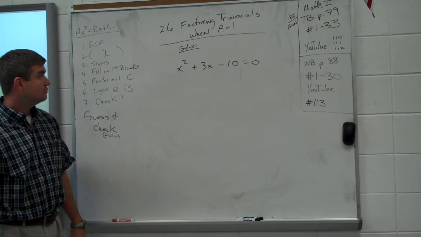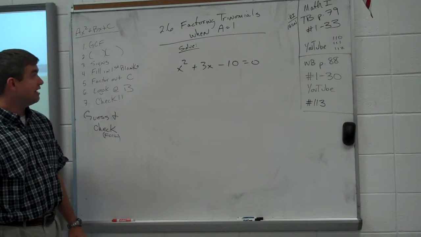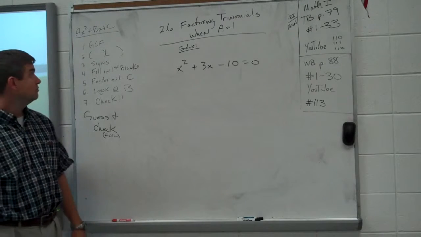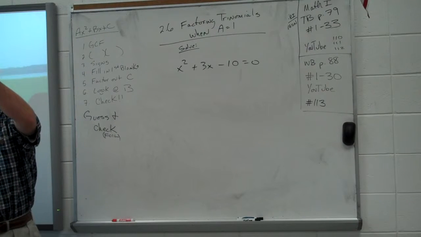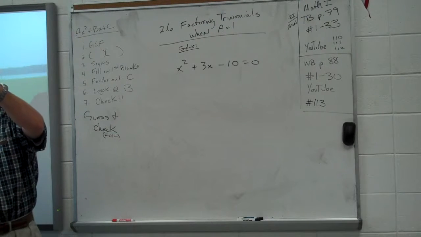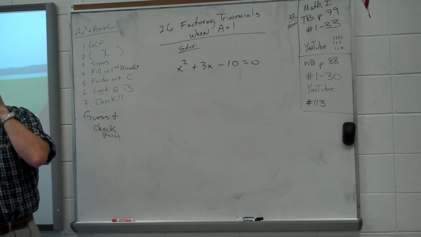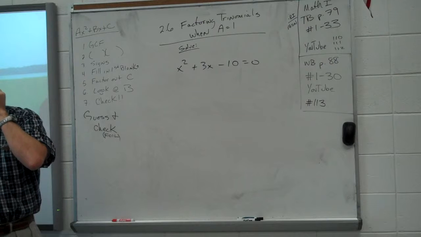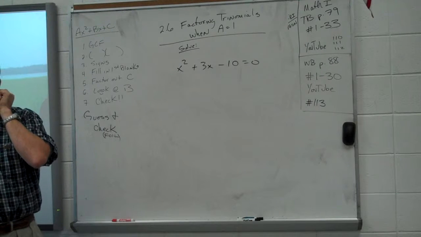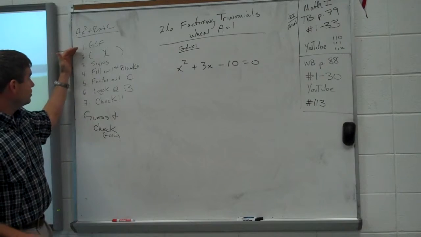First step. What do we do? GCF. Is there a GCF? No. If it wasn't equal to 0, notice how over there it says set equal to 0. Those are your solve directions. If it's not equal to 0, you want to write this down: if it's not equal to 0, you must set it equal to 0. That's always your first step if you're solving. Okay? Then there's no GCF.